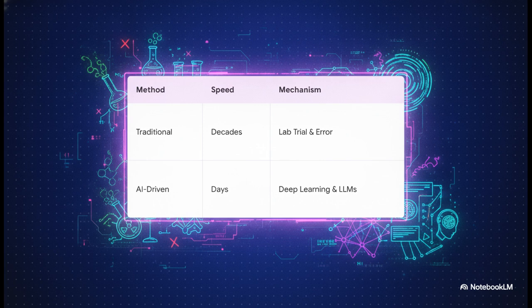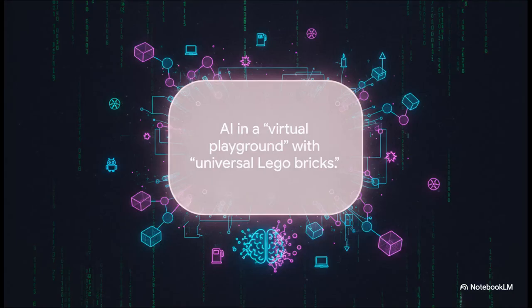But today, with AI-driven methods, by using deep learning and large language models, we can predict molecular behaviors and screen candidates virtually in just a matter of days. The difference in speed is simply staggering. Think of it like this. It's basically AI playing with those universal Lego bricks in a massive virtual playground. Machine learning algorithms can screen millions of potential compounds instantly. Graph neural networks jump in to map out the exact atomic structures and predict exactly how they're going to react.